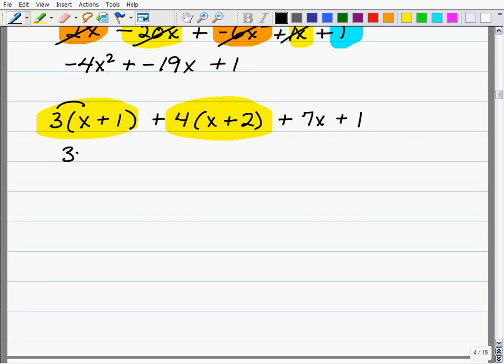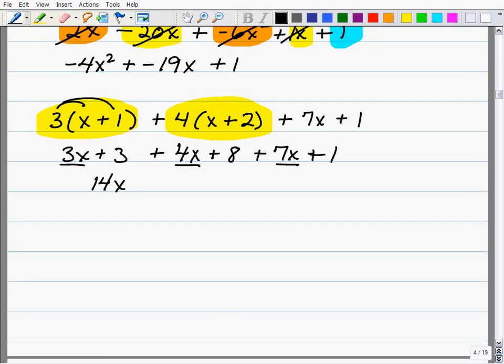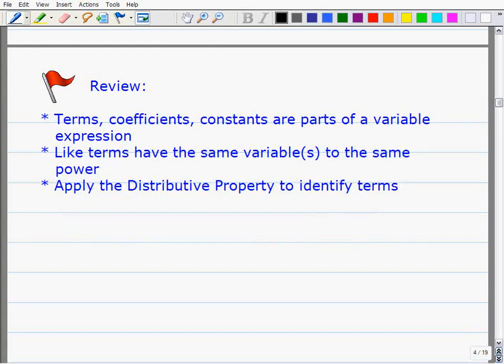So 3x plus 3 plus 4x plus 8. We have to do the distributive property situation first. Let me make that x a little bit neater. Plus 7x plus 1. Now let's identify like terms. I have x, x, and x, so I'm going to add those up. I have 7 and 7, which should give me 14x, if I did this all right. I think I did. And I'm just left with constants. I have 3 and 8, that would be 11. Plus 1 is 12. And there you go.